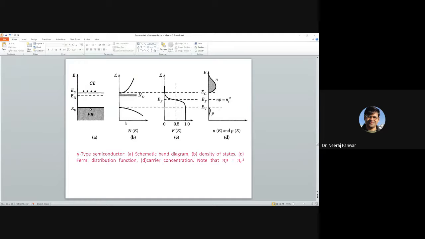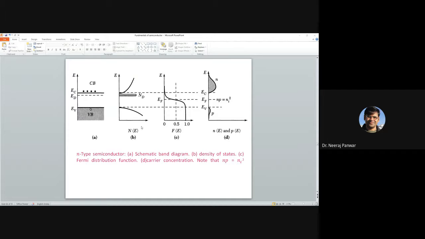Here the second diagram shows the density of states. You see that the density of states for the valence band and conduction band is proportional to the square root of energy. That's why these are parabolic graphs. But here the donor concentration is very small. That's why their density of states is a very small band.